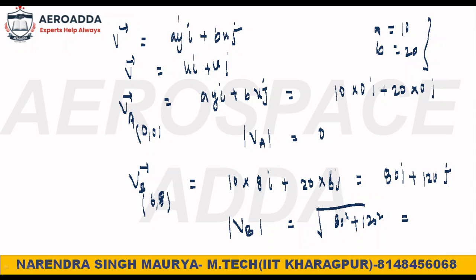See that Y, they have given A y i plus B x j.